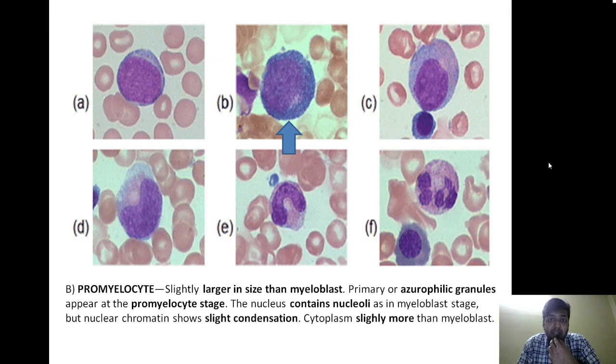which is characterized by the presence of abundant granules. They are having more cytoplasm compared to the myeloblast and more granules, and these are the primary or azurophilic granules. Again, over here nucleoli may be present and the chromatin is still immature.